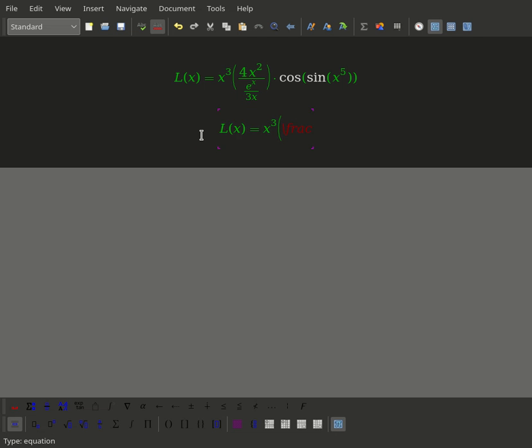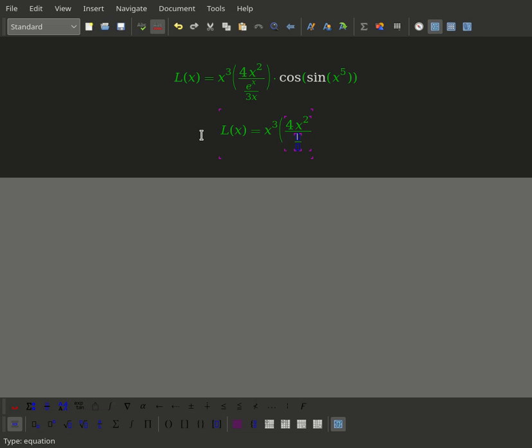Backslash frac gives me a fraction, 4x caret squared. Go down arrow a couple times here, backslash frac, e to the x with a little caret there, a couple down arrows, 3x. Easy peasy. Arrow over to the right a little bit, nice big parenthesis again. And that's the hairy stuff is done.